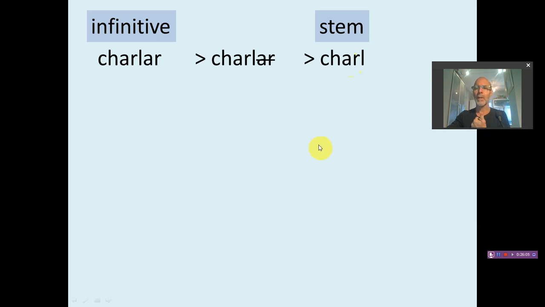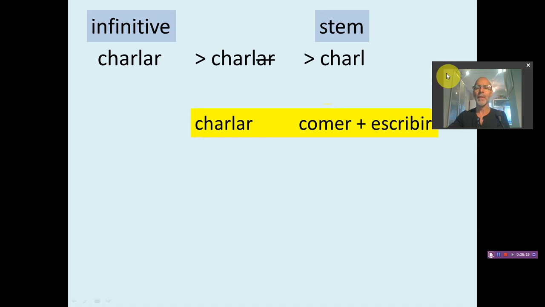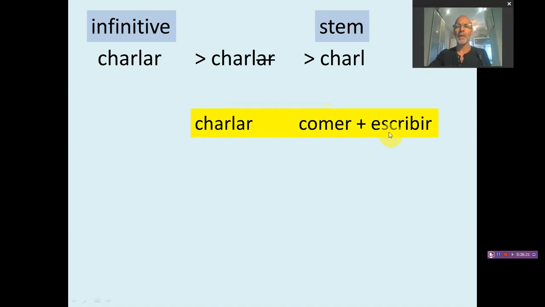And I want to make this as simple as I can for you, because it's the concept that I want to get across today as much as anything. This idea of chopping off the AR, ER or IR ending to get the stem of the verb and then adding something. So three types of verbs. AR verbs like charlar, and then I've grouped the other two together because often they share the same patterns and verb endings. So comer and escribir, the ER and the IR verbs, I've clumped them over here together.